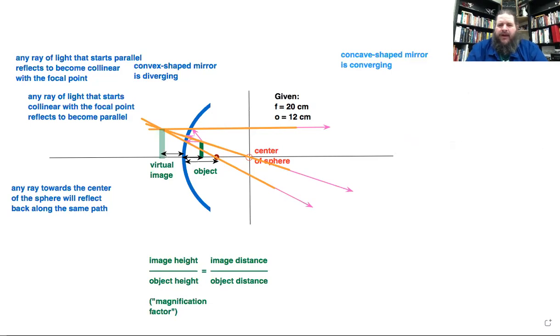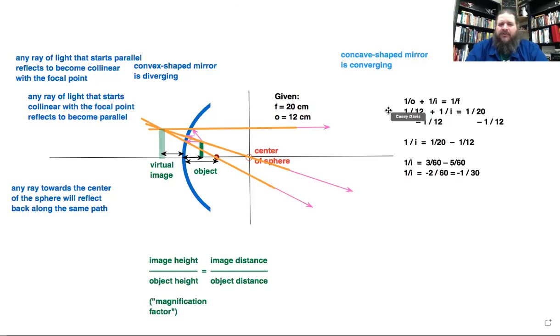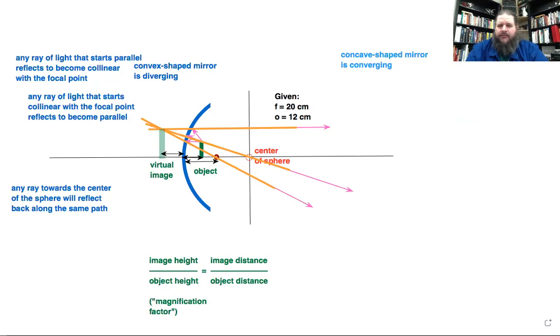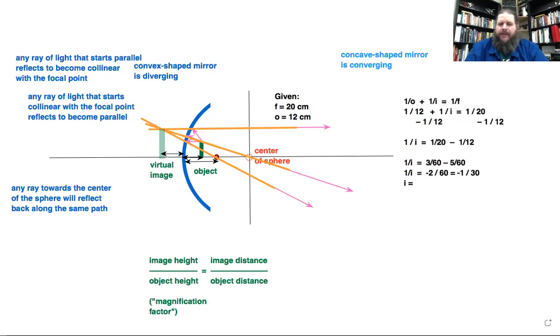So we could say 1 over I equals 1/20 is the same as 3/60. 1/12 is the same as 5/60. So subtracting, we get 1 over I equals -2 over 60, or in other words, -1 over 30. Invert both sides, and what do you get for I? What's the inverse of -1 over 30? Yeah, -30.